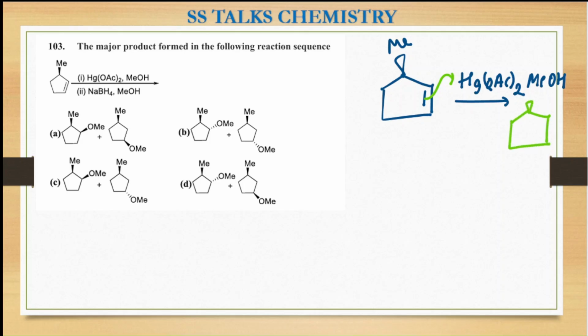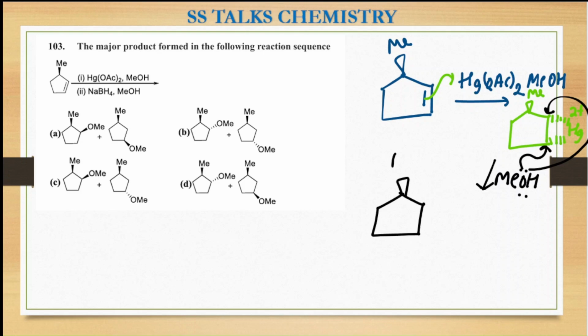So at the wedge position this methyl group is already present, so the upcoming Hg species will come from the dash side. So here the positive charge will be present over here. So this species we will be getting. Now in the next step, along with this they have passed methanol over here. So methanol can attack on this carbon center, and also it can attack on this particular carbon center. Attack is possible from both sides, resulting in the formation of this particular species.